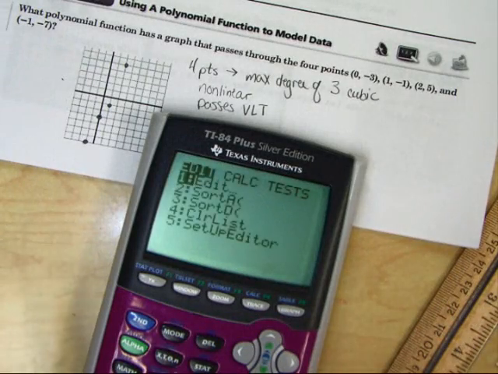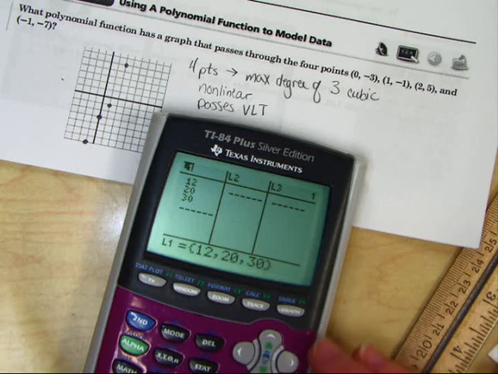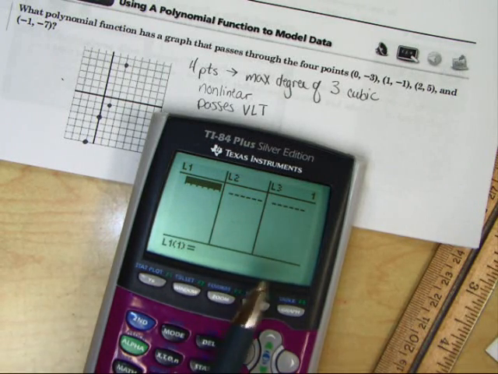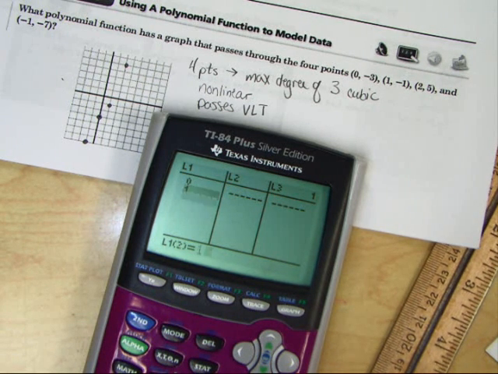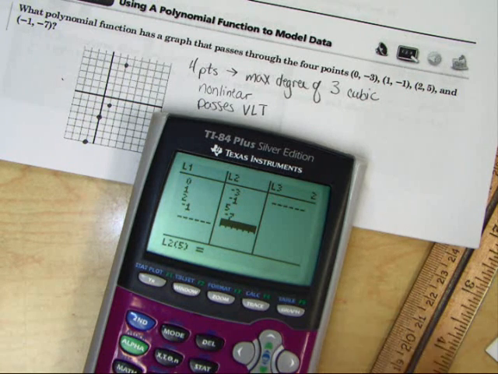We're going to go to our list. We're going to clear out any points that are on here. So if you're writing steps, please do on your notes, you want to say clear lists. And we want to put in our x's on the left and our y's on the right. You guys have done this before. This shouldn't be new to you. So I have my points in.